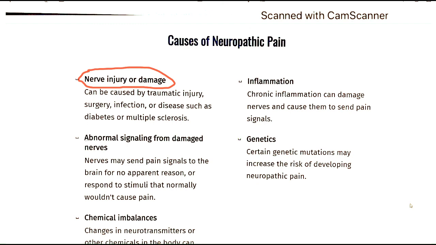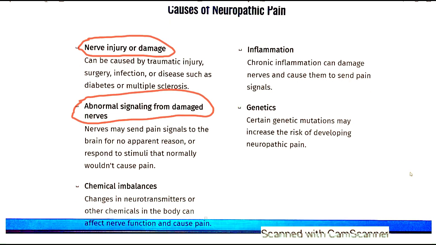The second reason behind neuropathic pain is abnormal signaling from damaged nerves. What is meant by this? The nerve may send pain signals to the brain for no reason, or respond to stimuli that normally wouldn't cause pain, leading to misleading signals being sent to the brain from the damaged nerve. So this patient is feeling pain.